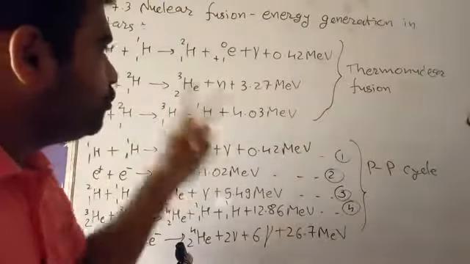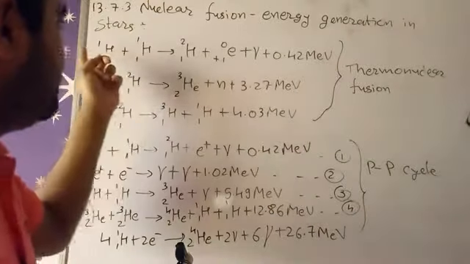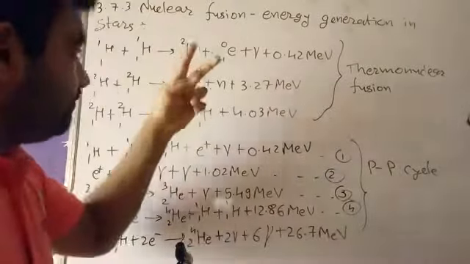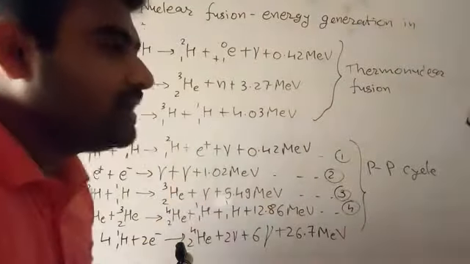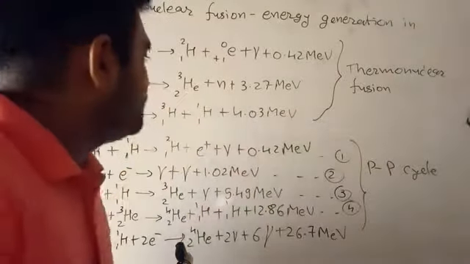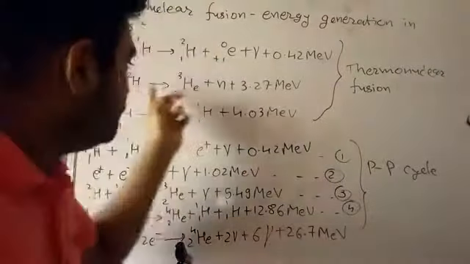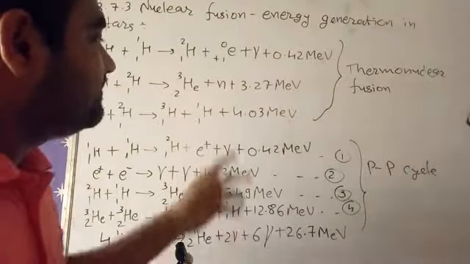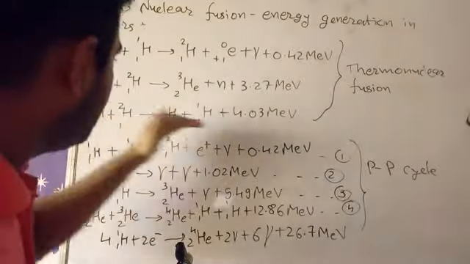Second reaction: two deuterium. That means the first process has to be done two times, so we get two deuteriums. Now the two deuteriums fuse together and form helium, 2He3. One neutron will be released in this equation, and the energy produced in this process is 3.27 mega electron volt. And now comes the third equation.